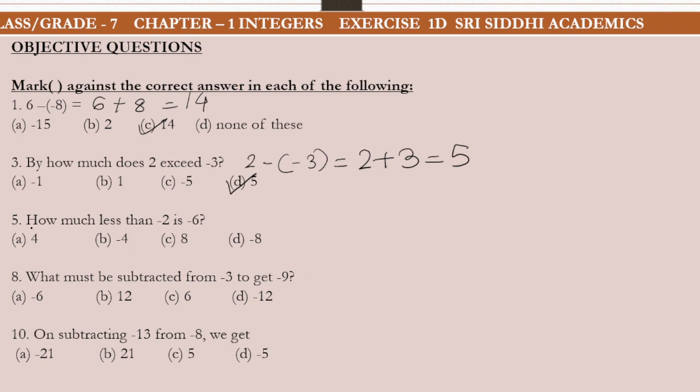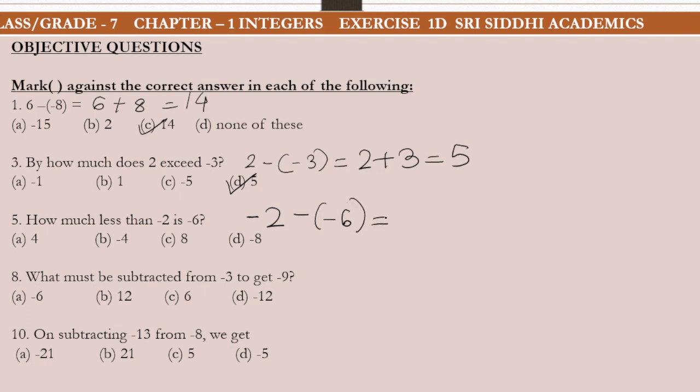So for question number 3, option D, 5 is the correct answer. Now question number 5 says, how much less than minus 2 is minus 6? Means minus 6 is how much smaller than minus 2. We know in a number line, as we move towards the left, the value of the integers keeps on decreasing. So therefore minus 6 is definitely less than minus 2. Question is asking how much. So how will we know? We have to subtract minus 6 from minus 2. So how do we write that? Minus 2 minus of minus 6, right? That way we will be able to find how much minus 6 is less.